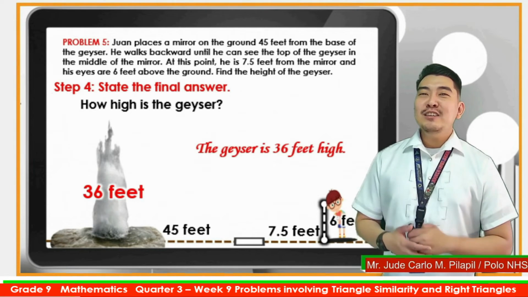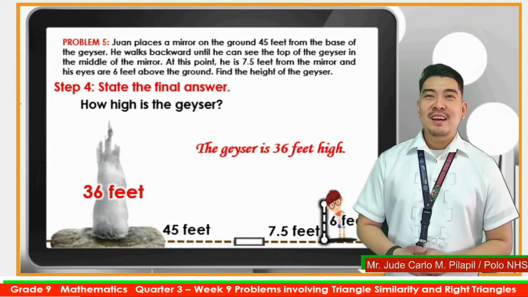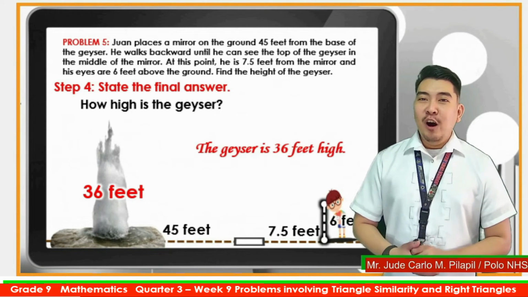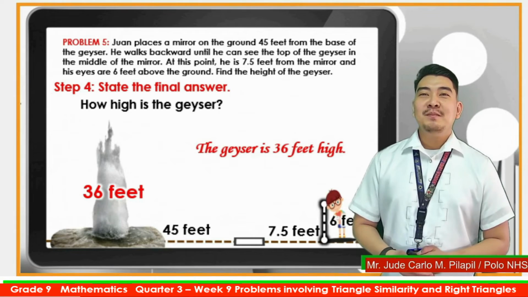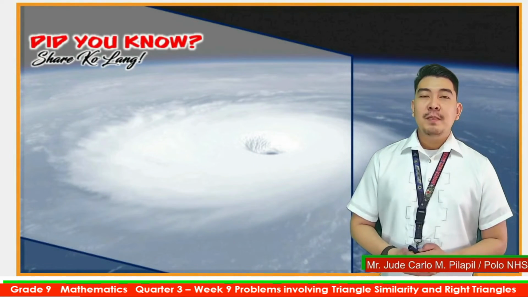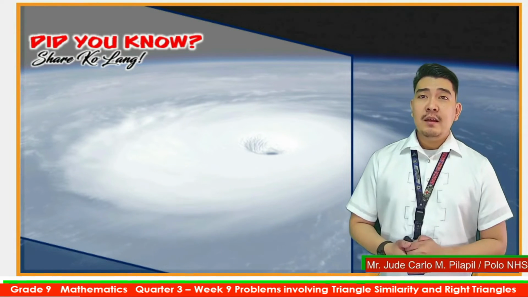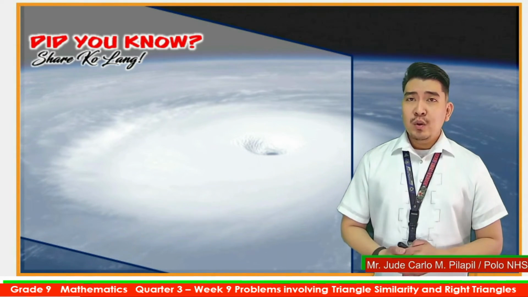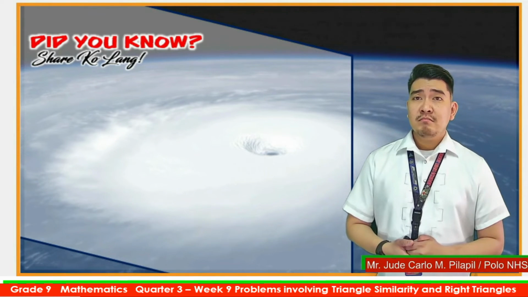I hope that you are enjoying our discussion for today. The last two problems discussed previously dealt with triangle similarity. We are now down to the last example. But before we go to that, did you know why the Philippines is prone to tropical cyclones?